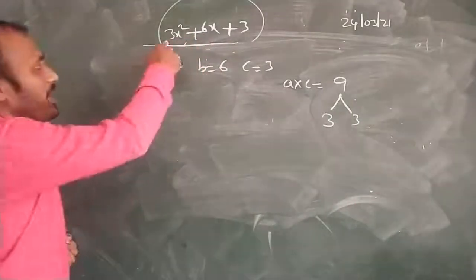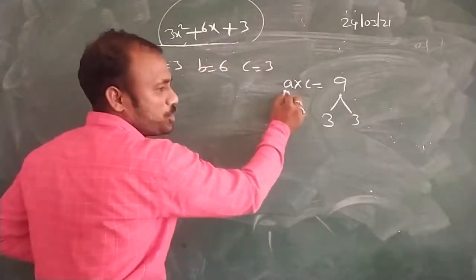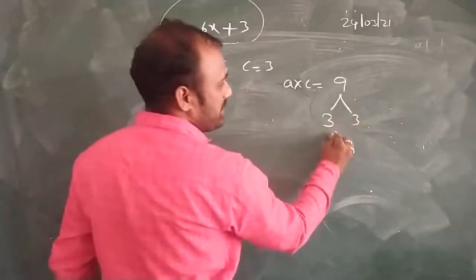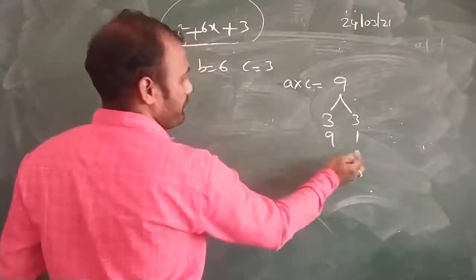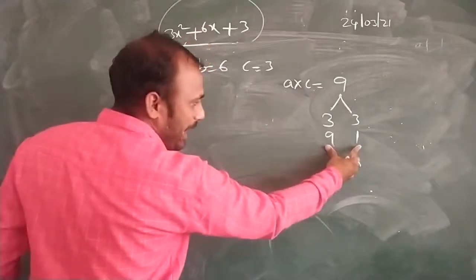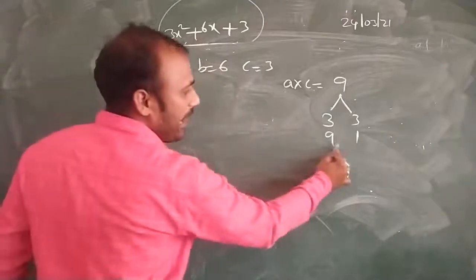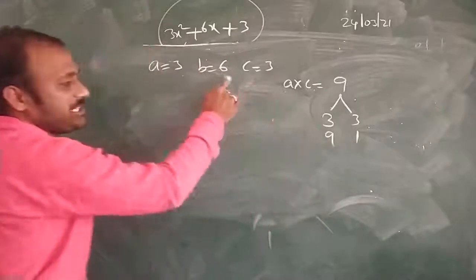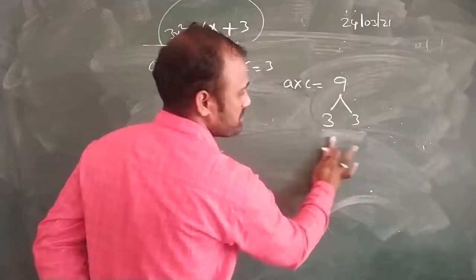How to do that? First we have to identify the A value, B value, and C value. Next we need to multiply the A into C value. After multiplication, we can write 3 into 3 is 9, or else 9 into 1 is 9. Two options are there. If I take 9 into 1 and add 9 plus 1, I get 10, which does not match. If I add or subtract these two numbers, I have to get the B value. 9 plus 1 is 10, and 9 minus 1 is 8, but it should be 6. So this is not useful for us.